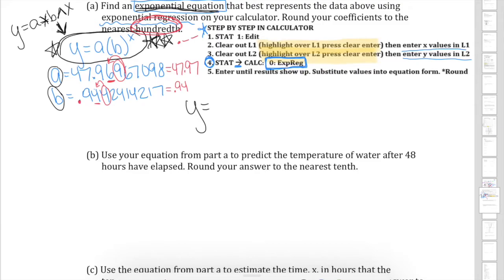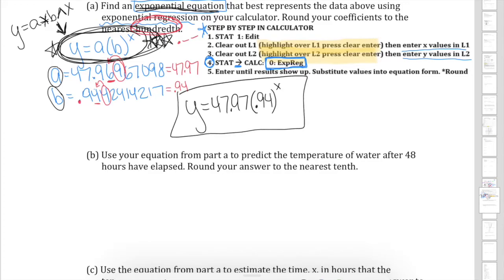So now that I have my rounded versions of a and b, I'm going to plug them into my formula where it tells me to. So again, I'm referring to this up here. So I have my y equals already. I'm going to plug in a next. So 47.97 times b, so times 0.94, and that's raised to the x. This is your final answer.